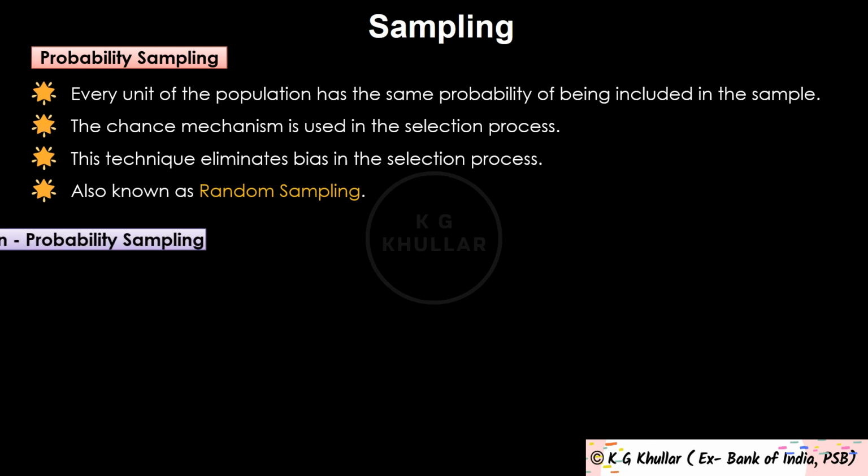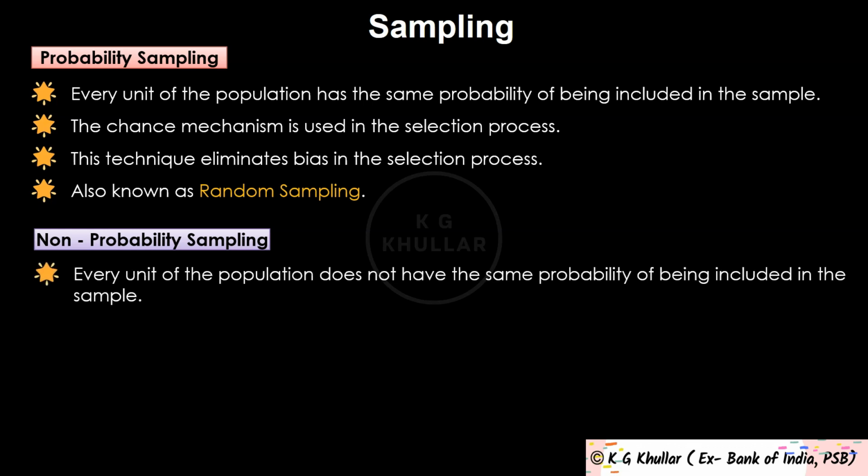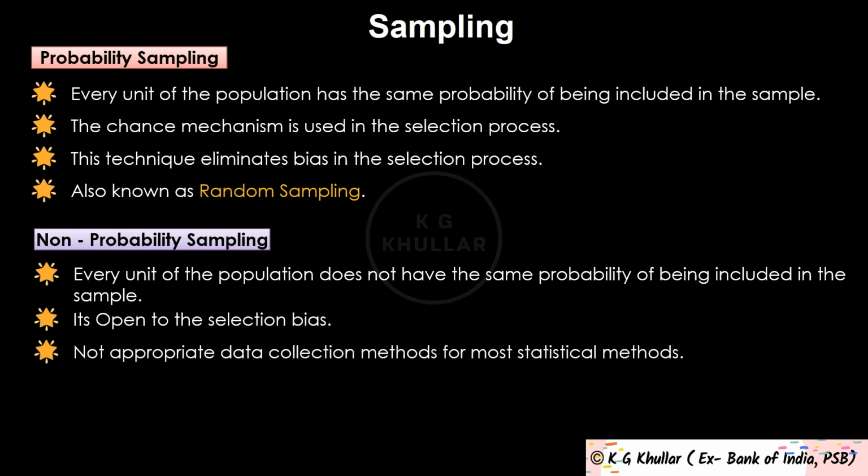Then next, in non-probability sampling, every unit of population does not have the same probability of being included in the sample. Then next, it's open to selection bias. Then next, this is not an appropriate data collection method for most statistical methods. And lastly, this is also known as non-random sampling. So friends, please remember all these small points.